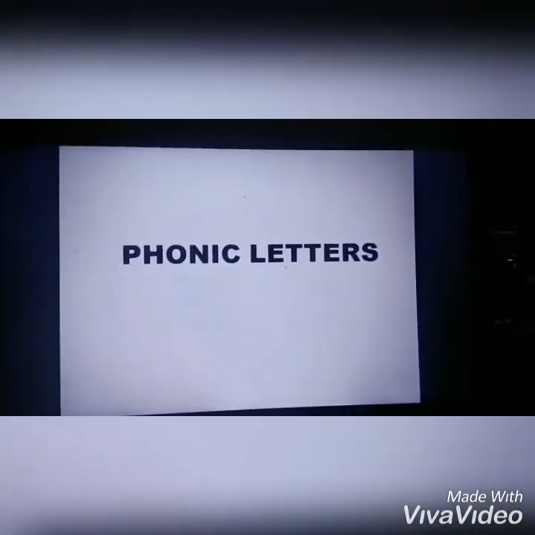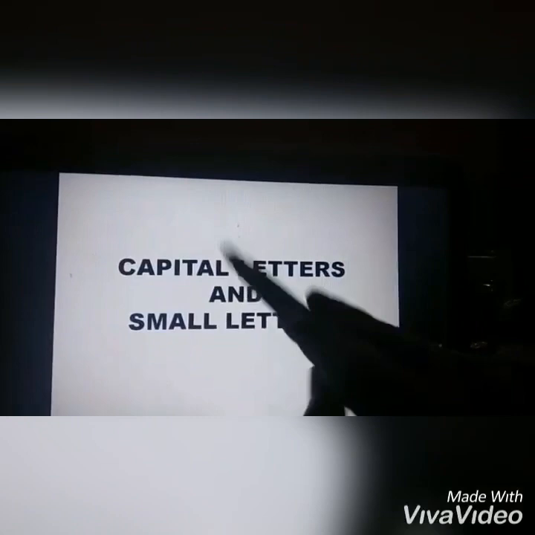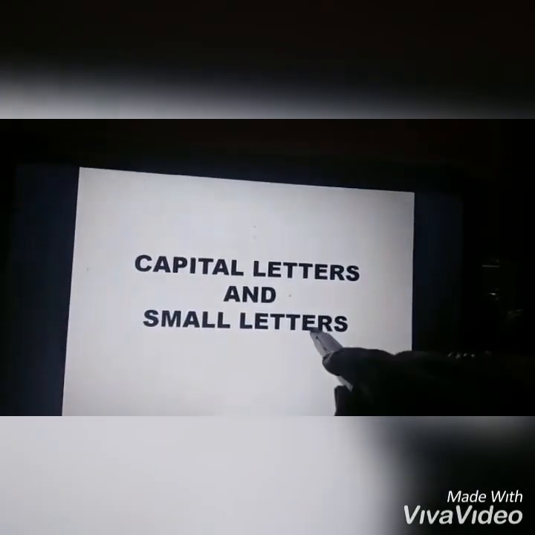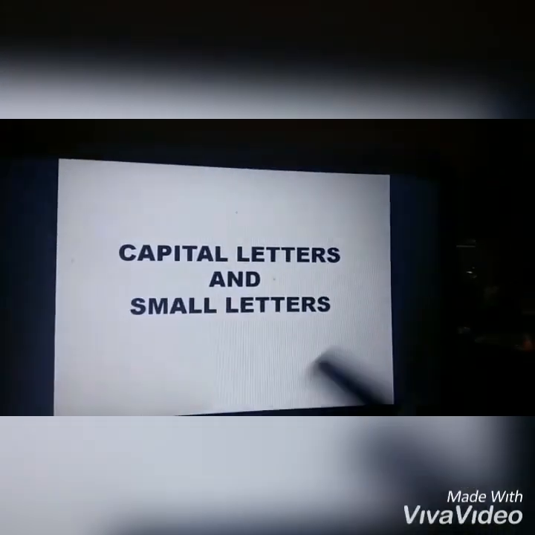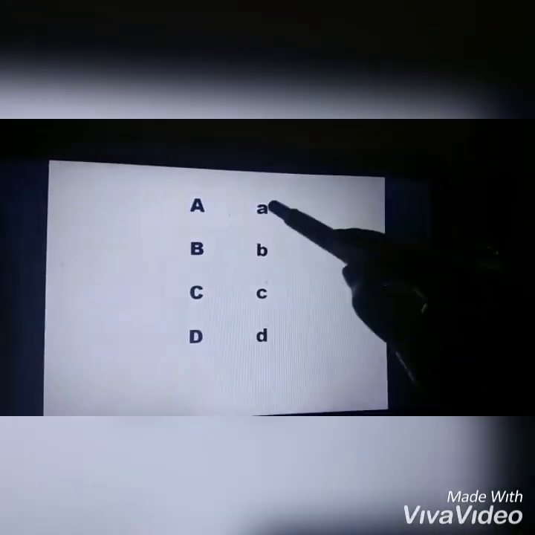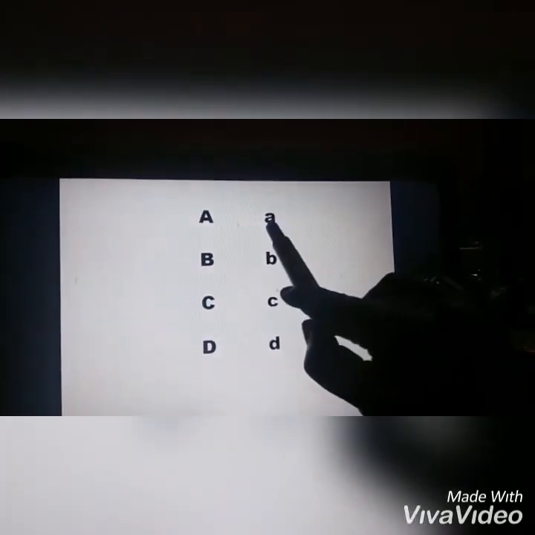So let's move on. This is capital letters and small letters. Let's differentiate between capital letters and small letters. Capital letters are the big letters, and then small letters. There are capital letters here and small letters here. So capital is A, and how do you say the small letter?